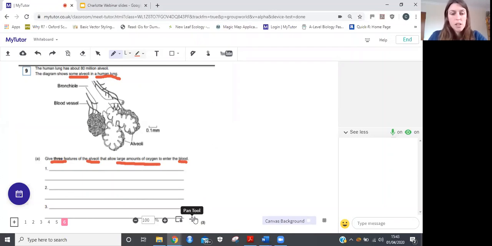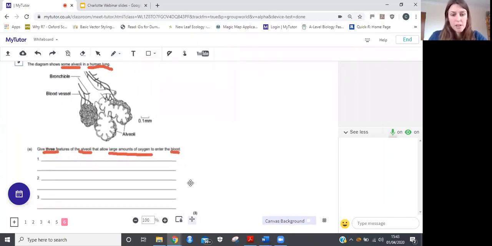Okay, final thing to do before we plan our answer is to double check how many marks this question is. And this question is worth 3 marks here. 3 marks means 3 points. So we need to give 3 features and each one of those would give a point.